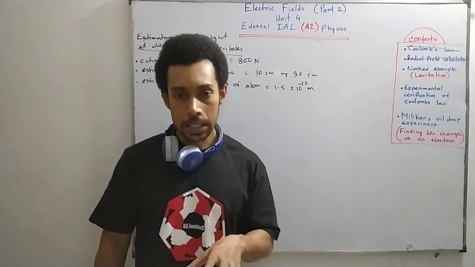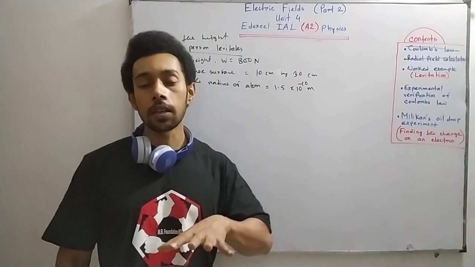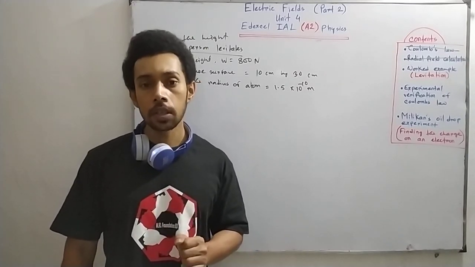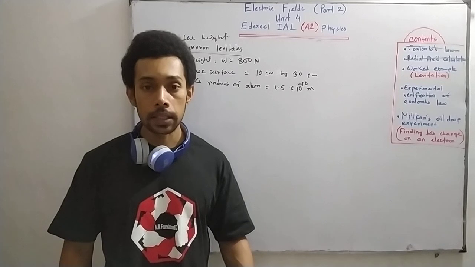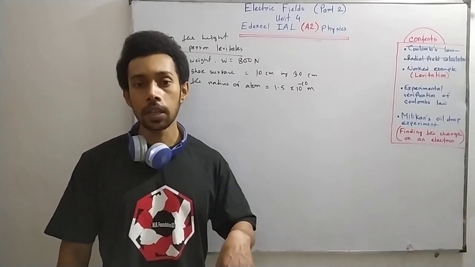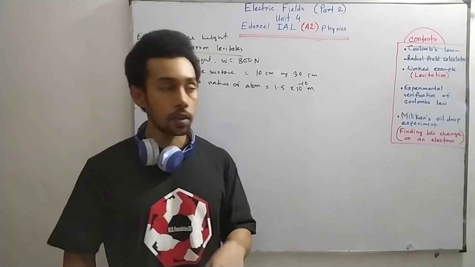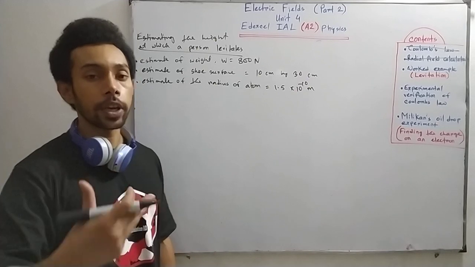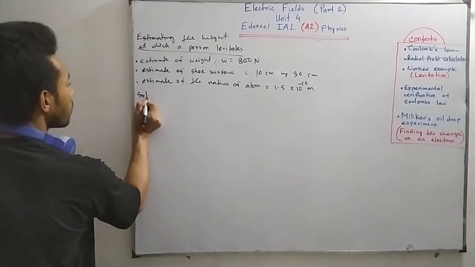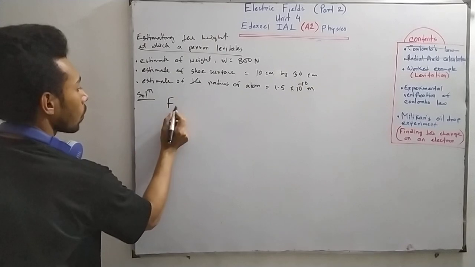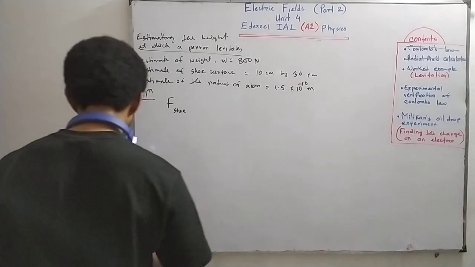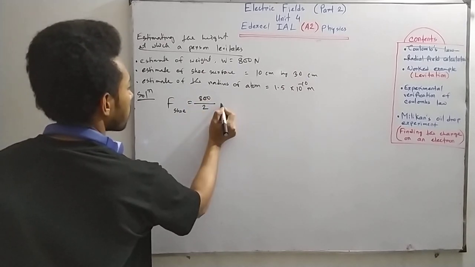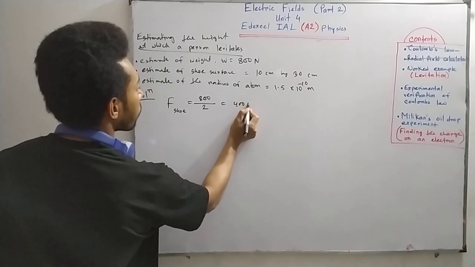When we are standing on a surface, our weight is distributed in two legs. So each leg is supporting half of the weight. Therefore, each shoe in this case is supporting half of the weight of the person. So now we are going to solve it. Force supported by each shoe will be 800 divided by 2, and this will be 400 Newton.